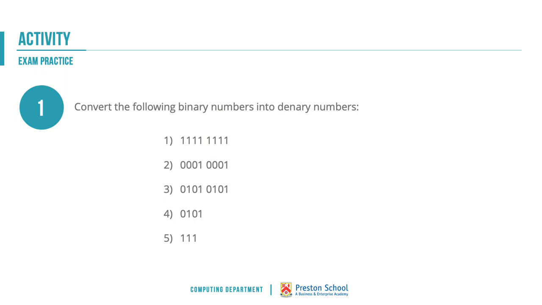At this point, pause this video and have a go at the 5 questions that are on your screen. As always, label the numbers from right to left, doubling each time. If there are 8 bits, you'll label from 1 to 128. If there are less than 8 bits, still start at 1, but just stop at whatever bit you get to. So if there are 4 bits, you would label them 1, 2, 4, and 8. Pause the video now and have a go at these questions.